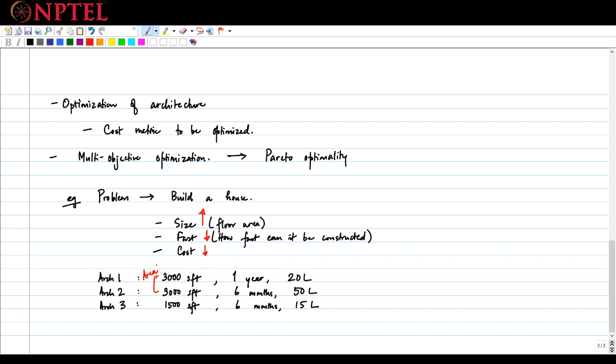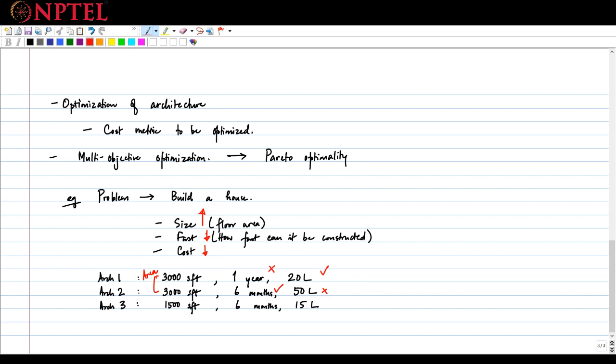both of these have the same area. This one takes, so as far as the other metrics are concerned, this one is good, this one is bad. That is to say, architecture 2 is better than architecture 1 for the same area. But from a cost point of view, architecture 1 is better than architecture 2.